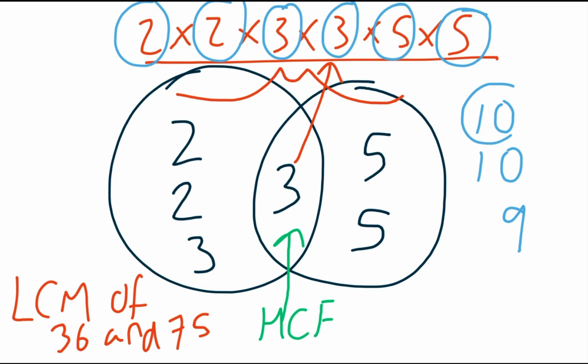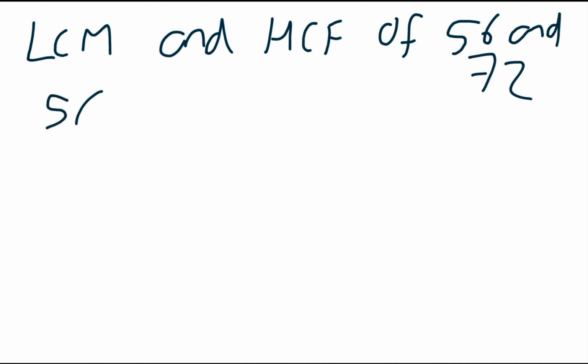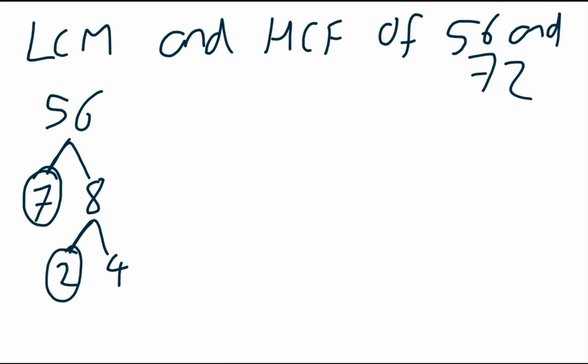If I do another question just for you, say find the lowest common multiple and the highest common factor of 56 and 72. I can break the 56 down by saying 7 times 8 is 56, block off the 7. With 8, it's 2 times 4, block off the 2. And with the 4, it's 2 times 2 to make 4.